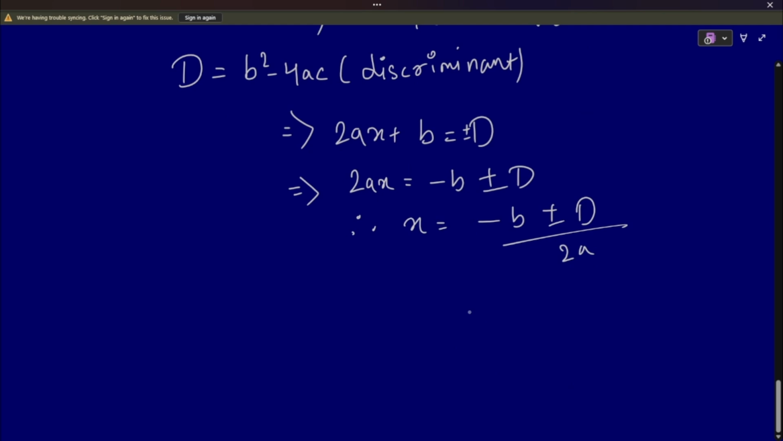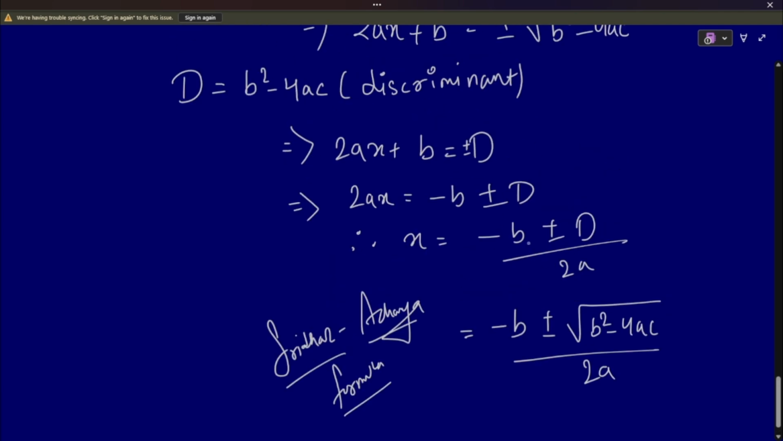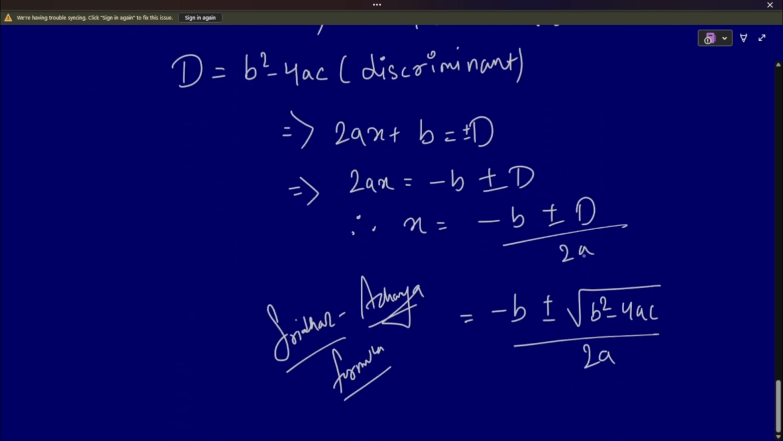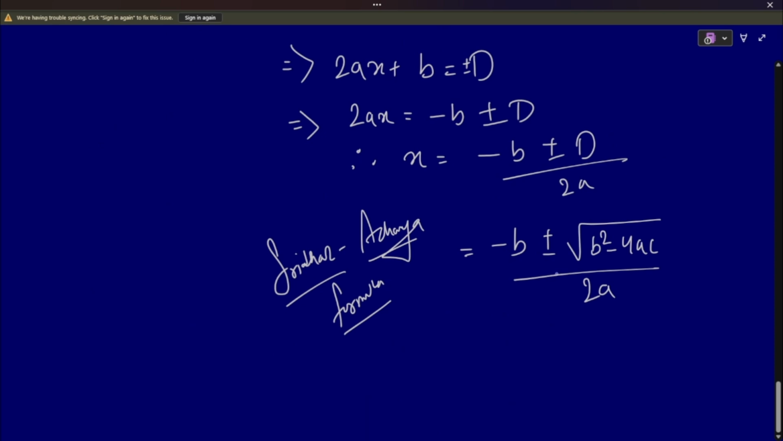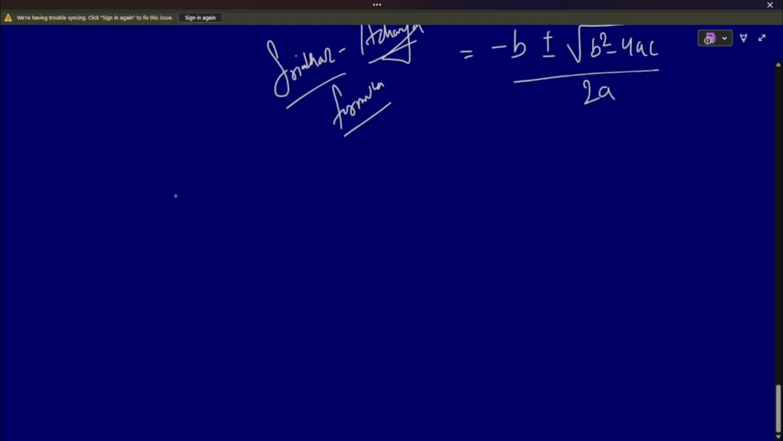If you plug in the value of D, you can simply find out that the answer is minus b plus minus root of b square minus 4ac by 2a. This is called the Sridharacharya formula. Right. So we started with the equation ax square plus bx plus c equals 0, and we ultimately arrived at this part, right? So this is called the Sridhar formula, where given an equation, you can directly solve it like this.